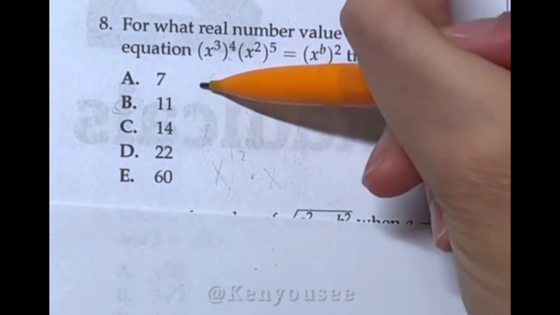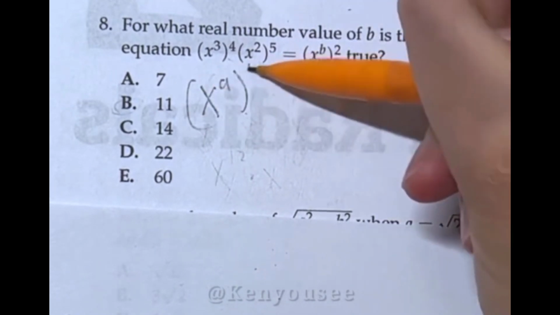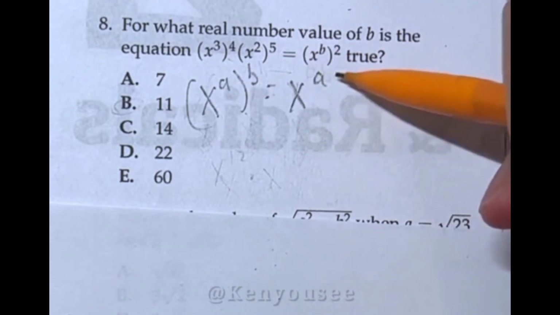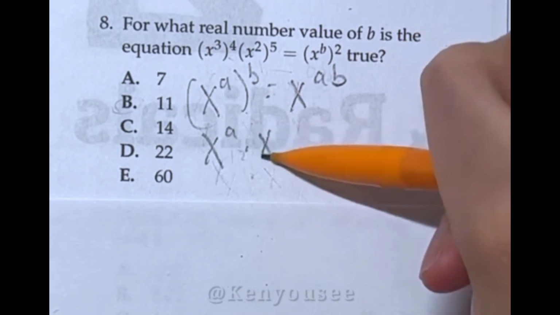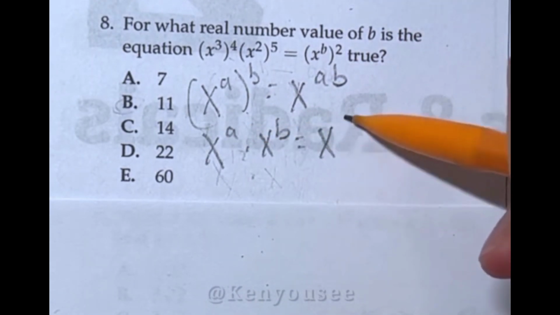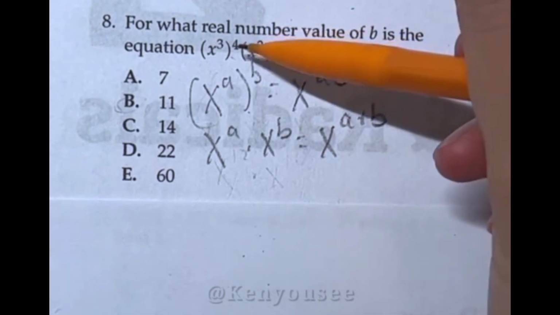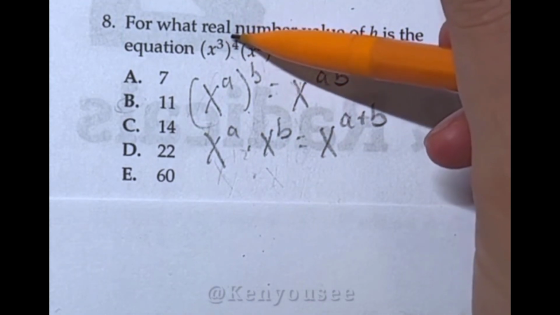The first one is whenever you raise a power to an exponent, you keep the base and multiply the exponents. And the second rule is that whenever you multiply powers with the same bases, you keep the base and add up the exponents. So first, let's evaluate x cubed to the 4th power.